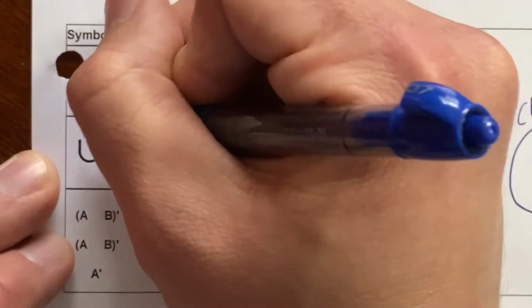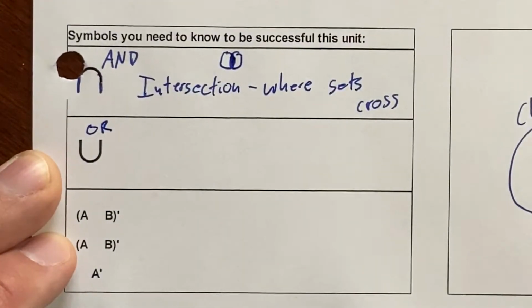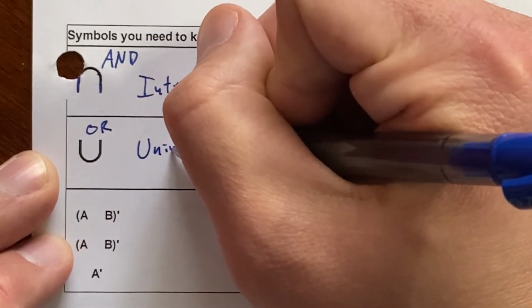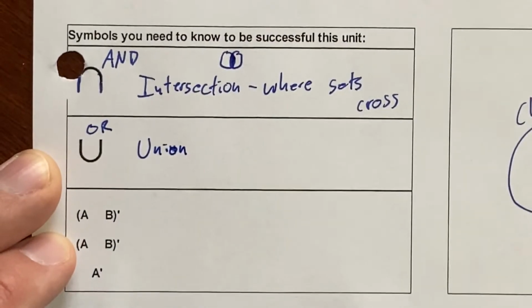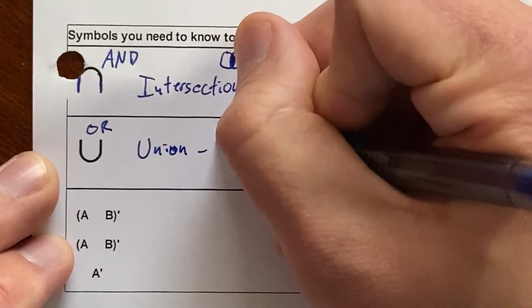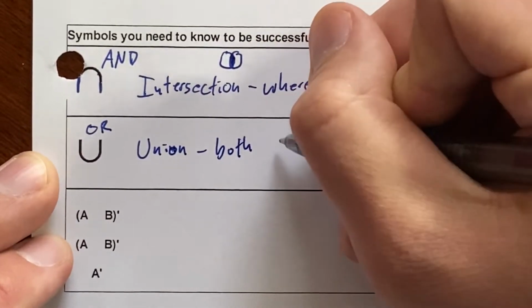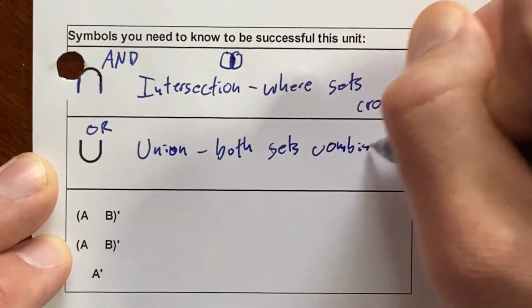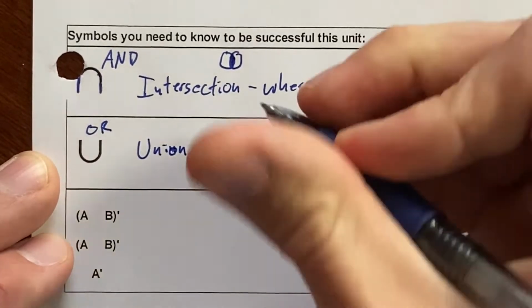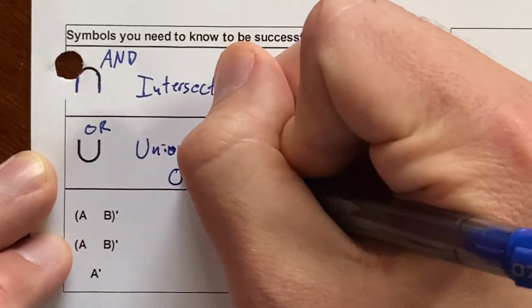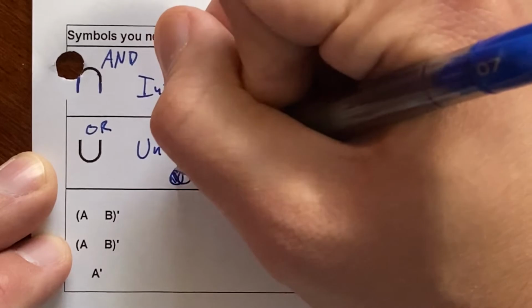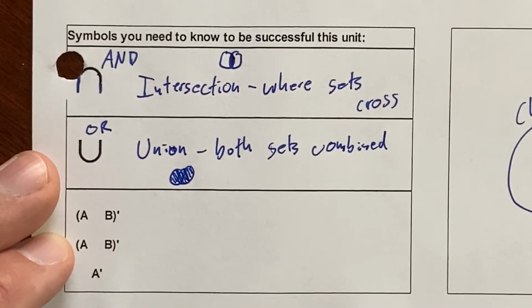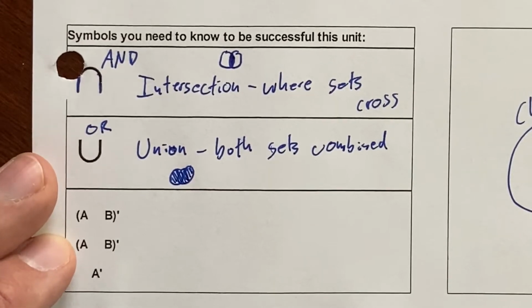This U shape means or, and the fancy way to say that is the union. That's, for lack of a better way of describing it, both sets combined. If we were to look at our chocolate and vanilla example, it would be everything in both sets, just as long as we made sure we got everyone in the class covered.